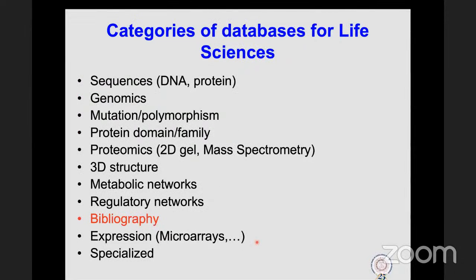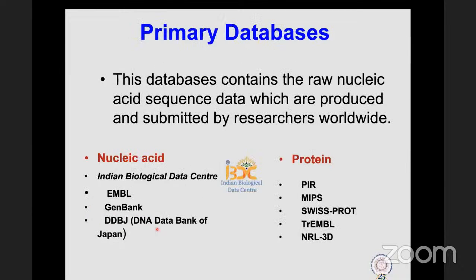So in this way, there are many categories of database. For life sciences, you can say 7 and 8 are very important, like for DNA, protein, genomics, 2D gel, mass spectrometry, 3D structure, bibliography, and microarray, and others. So I will give you an example of what is primary database, secondary, and tertiary.